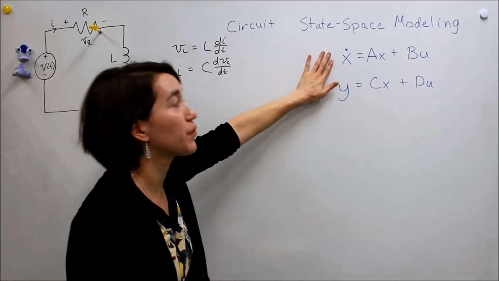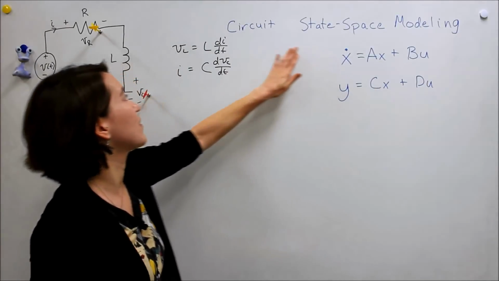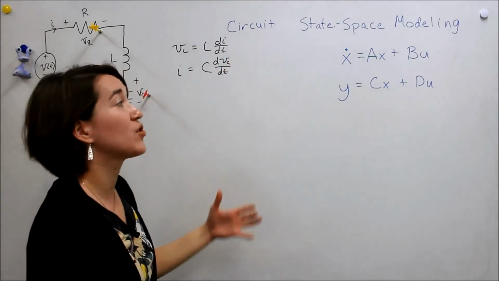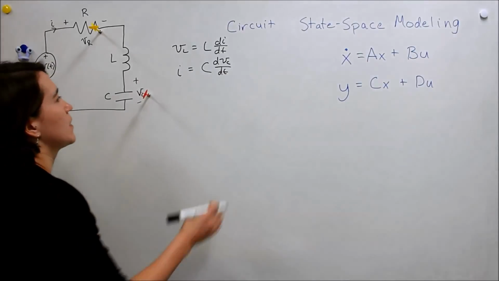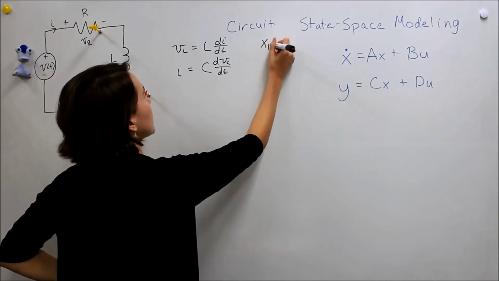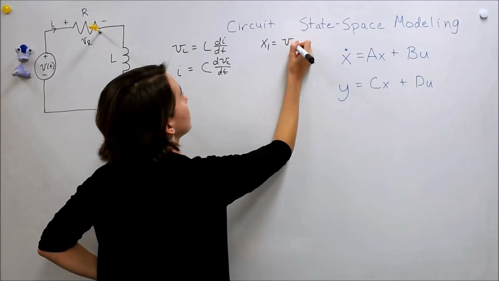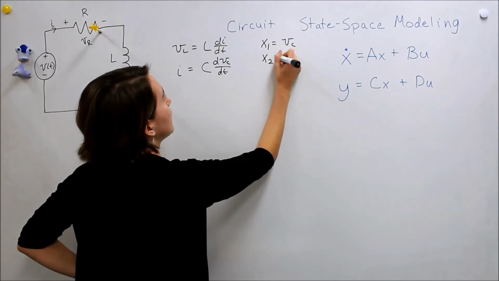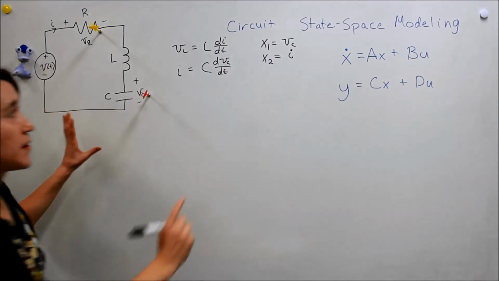We want to find a derivative equation for each of these, so it makes sense that we name our states to be VC here and I. So you get to choose which states, but you have to make sure you're capturing all of the dynamics in the system. So in this case, we'll say X1 is equal to this capacitor voltage, so VC, and we're going to call X2 I. Okay, and remember our outputs, so let's just write them here now.